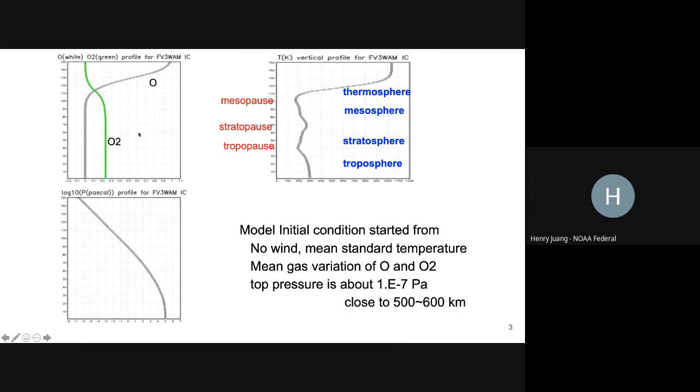And your gas constituents, like oxygen O2, will decrease to zero, and your O will be increasing. So when the temperature is very high there, the dynamics is very strong, and the wind is also very strong. So when you take the weather and climate model, the GFS, up that high, then you require some kind of change in the dynamics.